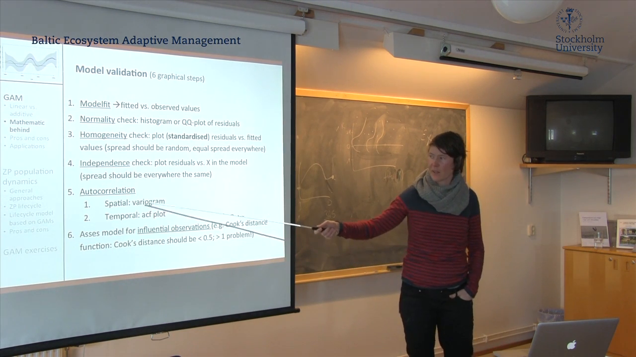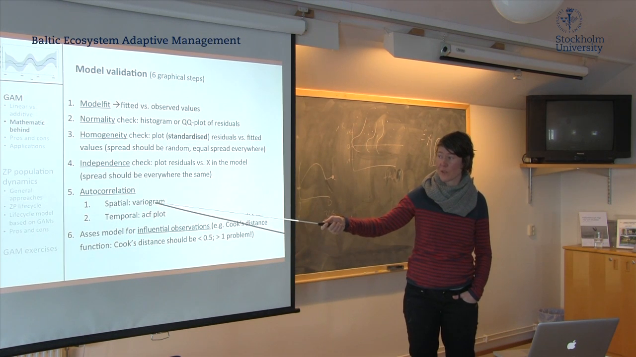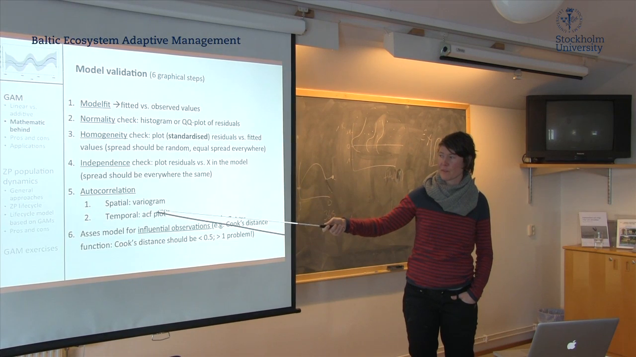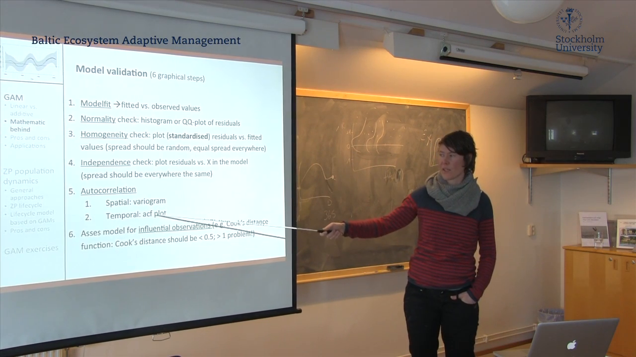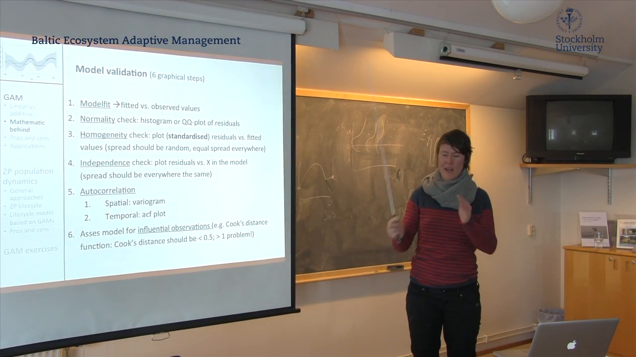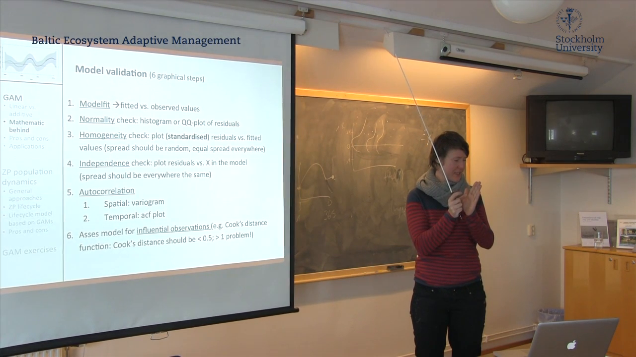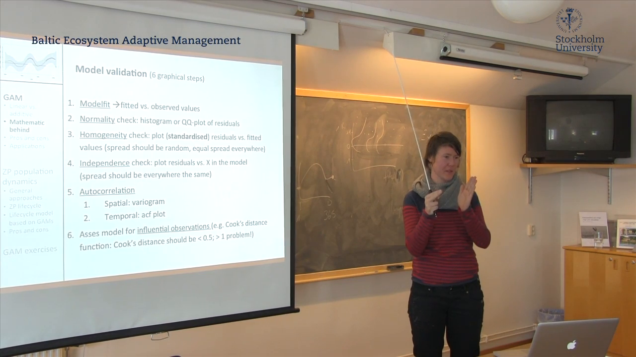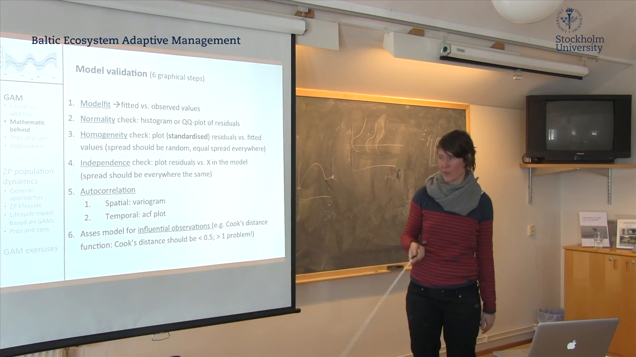Another thing is autocorrelation. For example, if you have spatial data, you want to test by using a variogram. If you have temporal data, like a time series, you apply an ACF plot. You look at the autocorrelation function and see how strong the correlation is between residuals that are next to each other, that are only one time step ahead, and then two time steps. If it's beyond a certain critical level, you might include a correlation structure in your model.